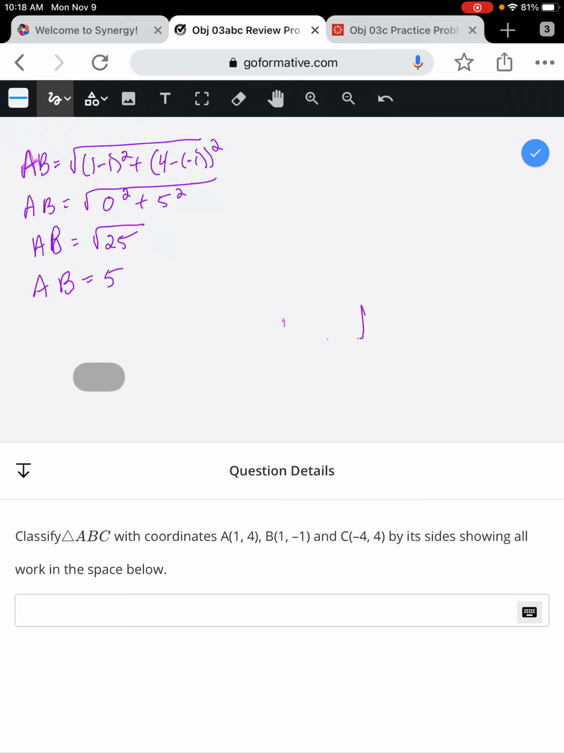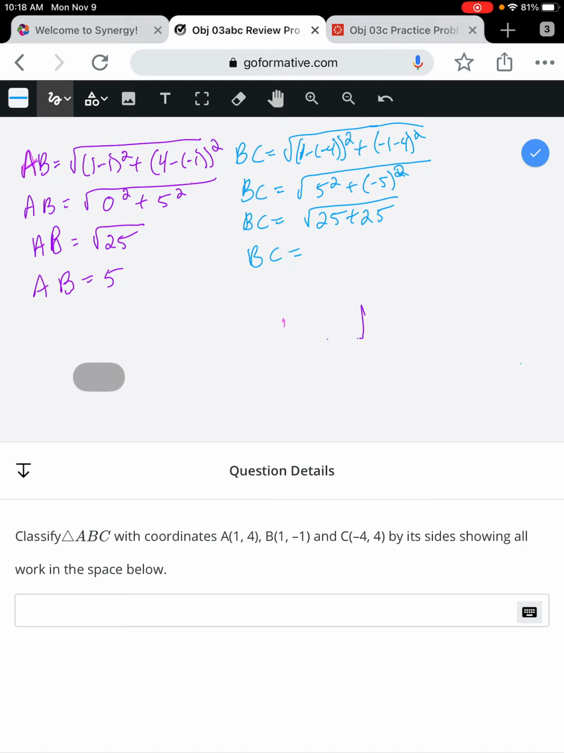We want to know the distance from, let's say, B to C. Do the same thing. 1 minus negative 4 squared plus negative 1 minus 4 squared. Distance from B to C is going to be 5 squared plus negative 5 squared. Distance from B to C is the square root of 25 plus 25, which is the square root of 50.